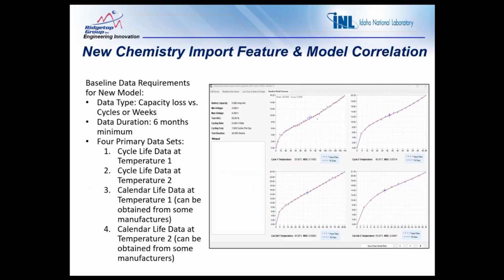And that's kind of captured here with the new chemistry import feature and the model correlation. So here we can see the 4 required baseline testing data sets. So the top 2 are representative of cycle life testing data at 2 different temperatures, 25C and 45C in this case. And then we have calendar life aging based at 45C and 55C. And what these 4 data sets allow us to do is automate the regression analysis for determining the sigmoidal rate expression model parameters, and then calculating the activation energies, which is, as we know, temperature dependent for this type of physics-based model that we have with CellSage.